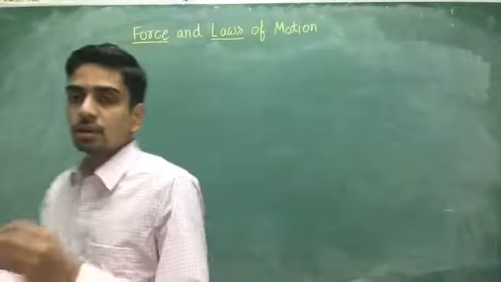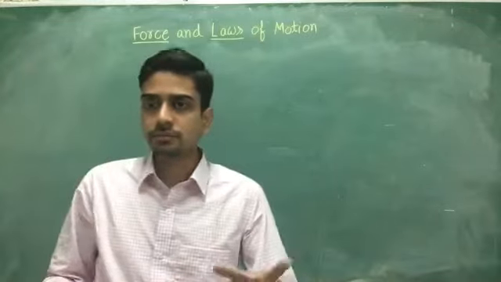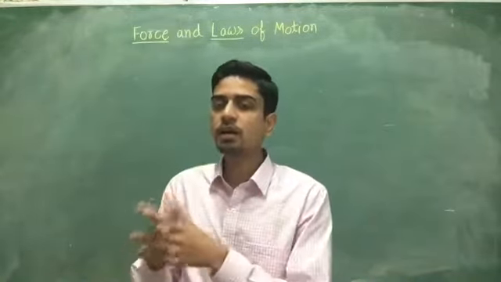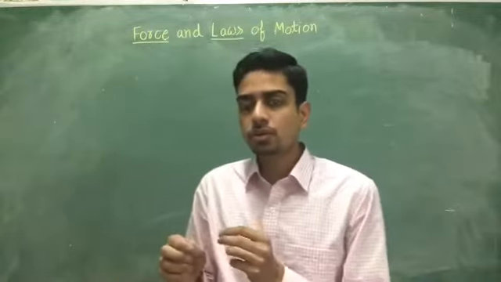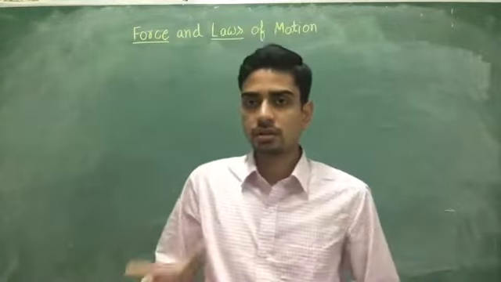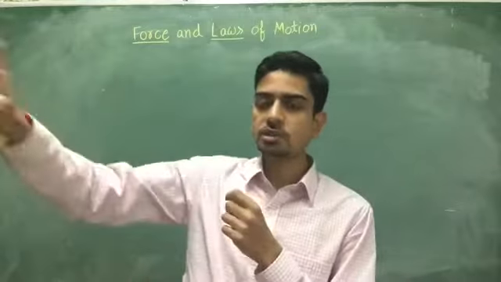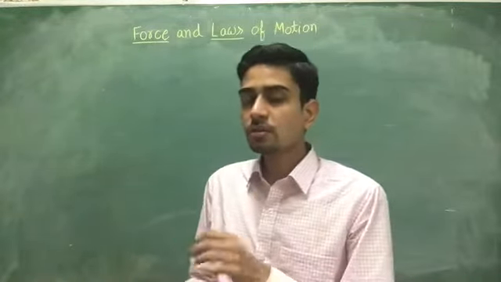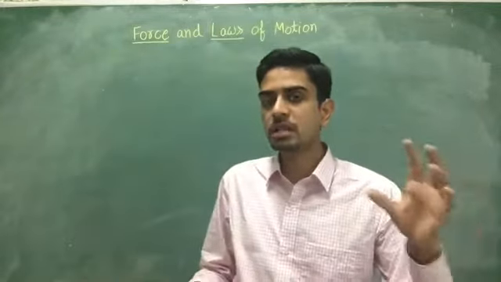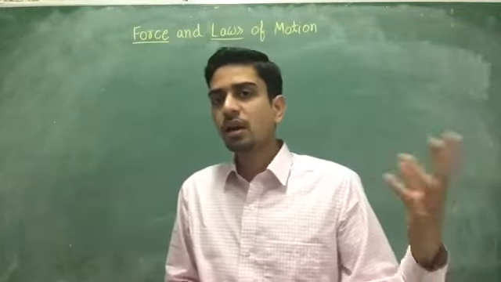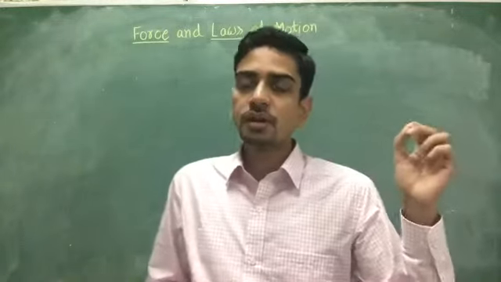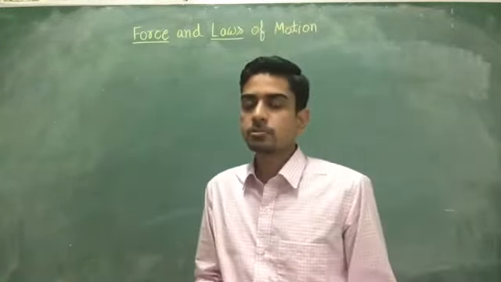Another example, bullet and a gun. When the gun is fired, what happens? The gun applies force on the bullet in the forward direction. Both have high velocity, you know that velocity is high, that is why change in momentum is high, so it is very harmful. That is why it hurts, because the bullet comes at very high speed, so impact is more.